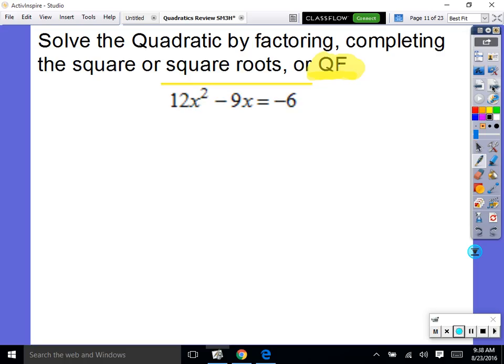Here we go. We get it set equal to 0. We put it in standard form. 12x squared minus 9x plus 6 is equal to 0. My a value is 12. B is negative 9. C is 6.